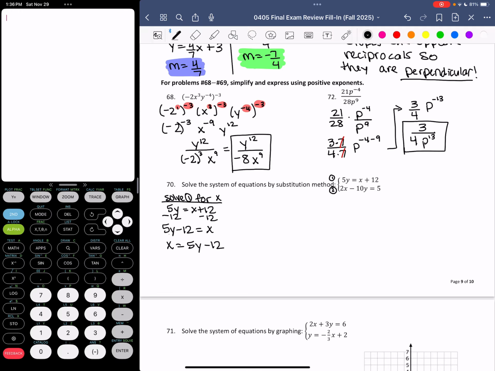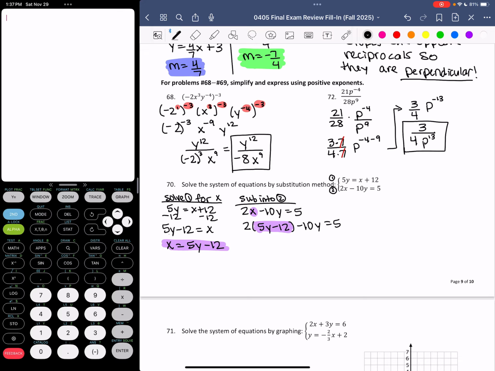Now then, we're going to take that and we're going to plug that into the other equation. So we're going to substitute into equation 2, this right here. Okay. So sub into 2. All right. So equation 2, this is it. 2x minus 10y equals 5. I'm going to be replacing the x here with what I have right there. So 2 times 5y minus 12 minus 10y equals 5. So this is the replacement.